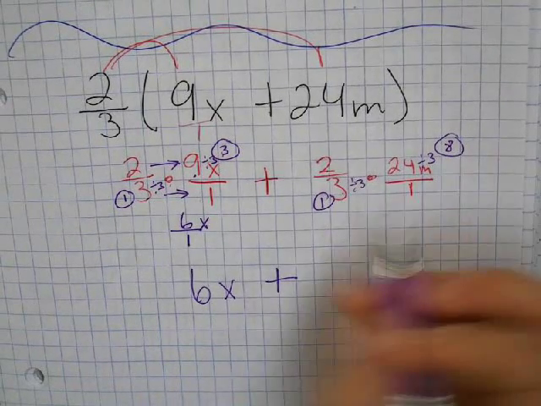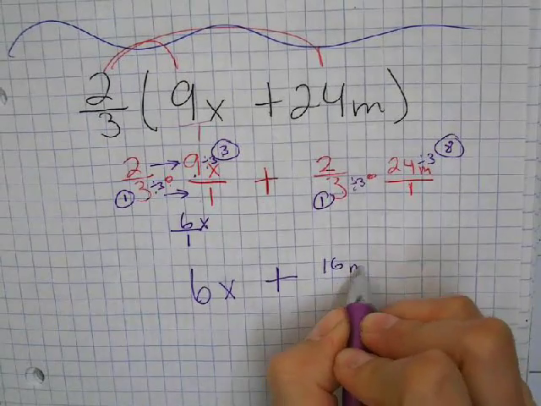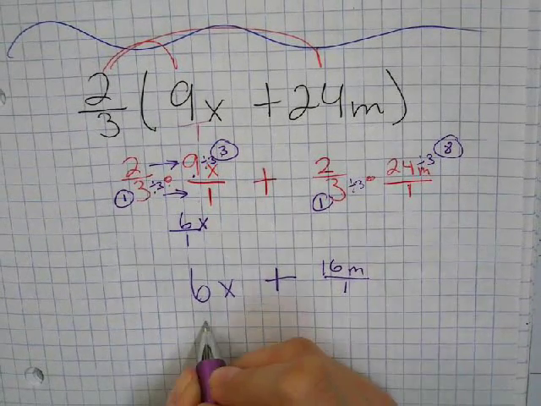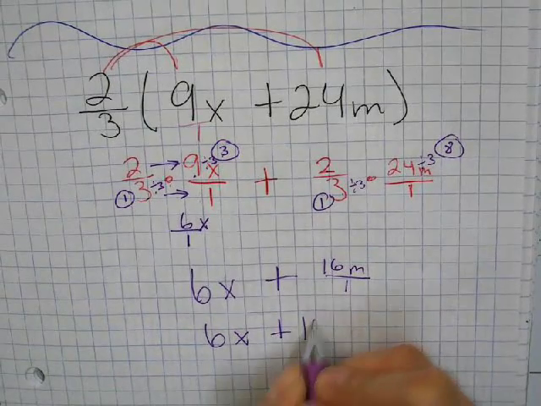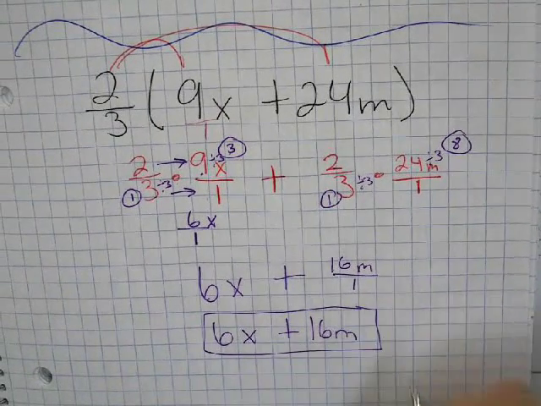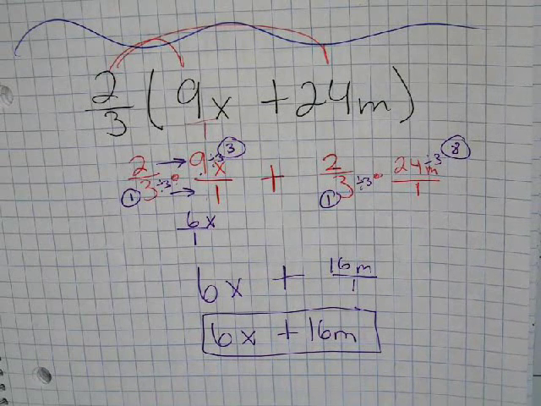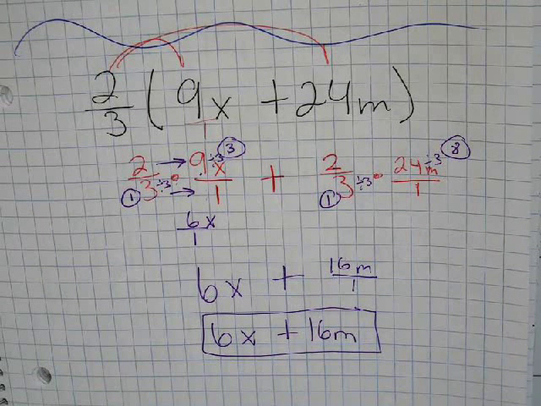All right. 2 times 8 is 16m over 1, so that's just 16m. So your final answer is 6x plus 16m. It's more work, but it's not super difficult work. You should know how to multiply fractions, right? You could have just gone 2 times 9 is 18 over 3. 18 over 3, 6. 2 times 24 is 48. 48 divided by 3 is 16. But if you do simplify beforehand, it becomes an easier problem. All right?